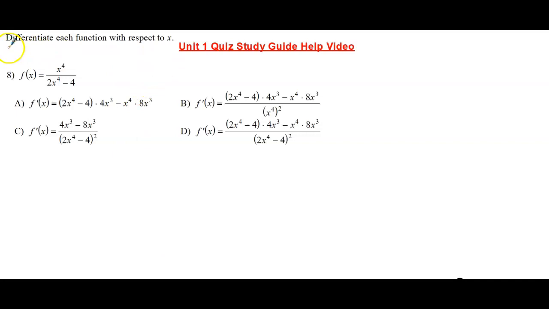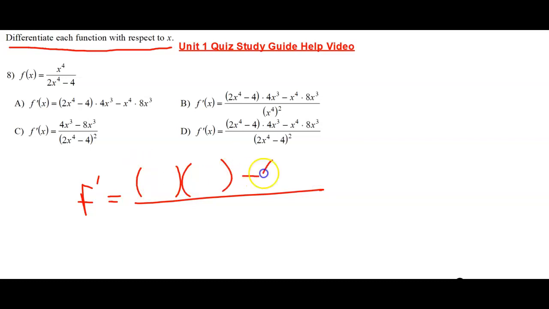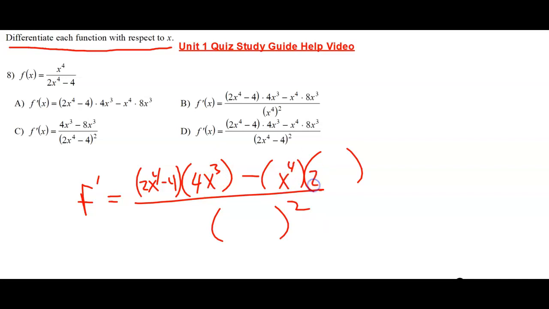Once again, it just tells us to differentiate. It doesn't tell us how to differentiate. You need to recognize that this is a quotient, and therefore we're going to be using the quotient rule. And according to the quotient rule, we're going to be doing the old low d high minus high d low, drawing a line and square below. So low is 2x minus 4. D high is 4x cubed. High is x to the 4th. D low is 8x cubed.